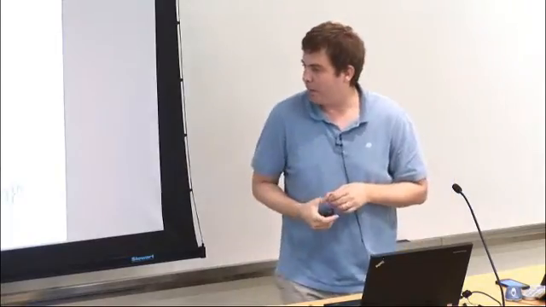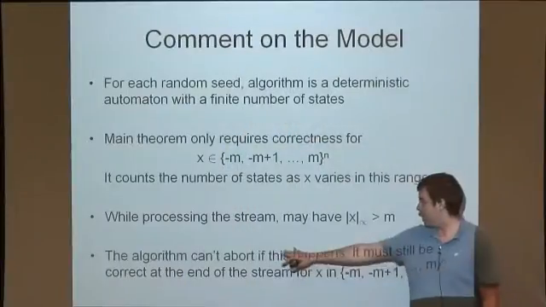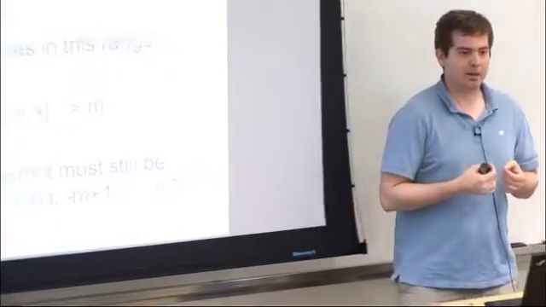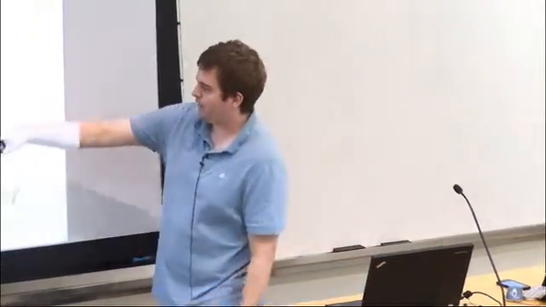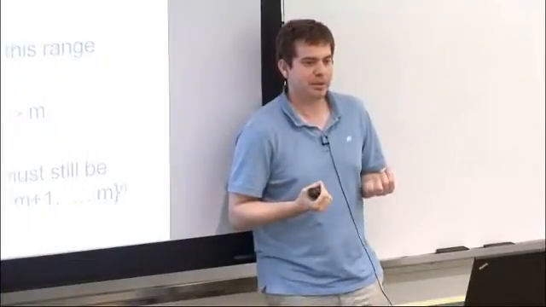While processing the stream, it may be the case that some of the coordinates are outside of this box. Right? You have some long stream. Who knows what's happening as you go. And one restriction is the algorithm is not allowed to abort if the coordinates leave this box at some intermediate point in the stream. So basically, if one of the coordinates leaves this box, but later at the end of the stream it's inside of the box, then the algorithm must still be correct.